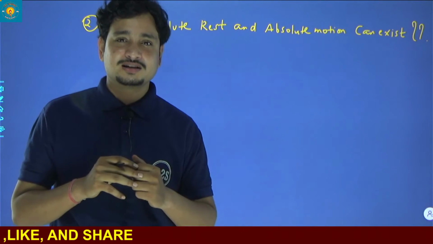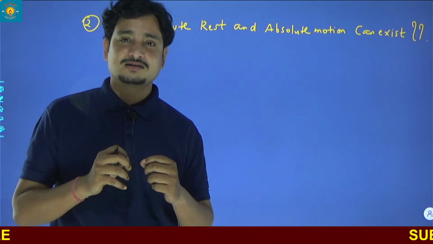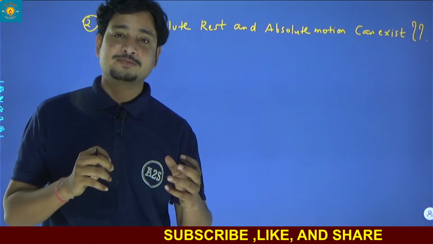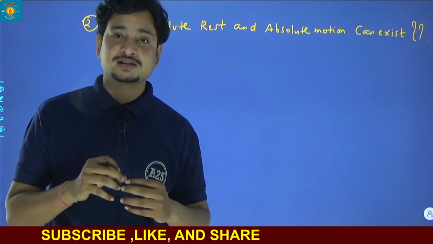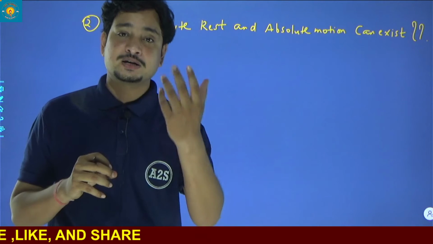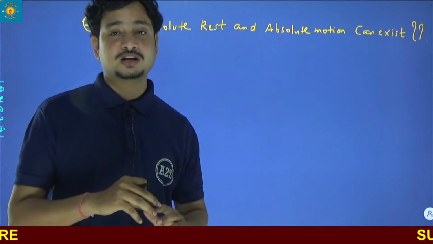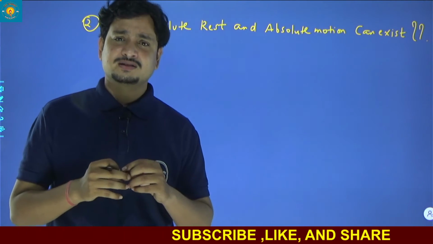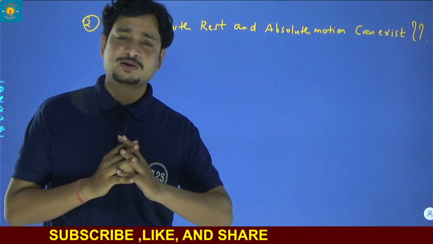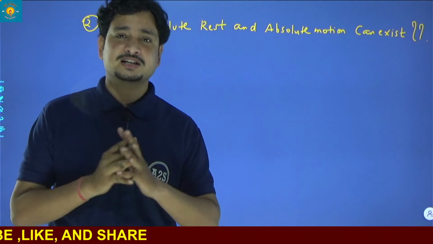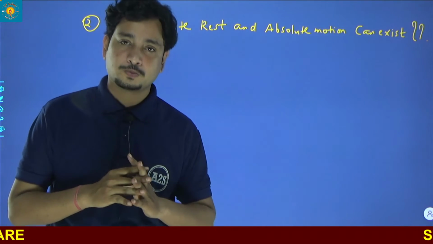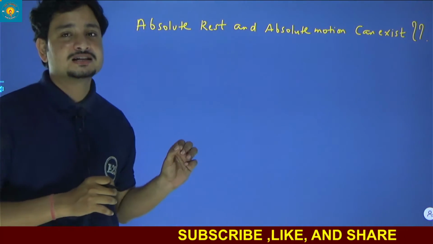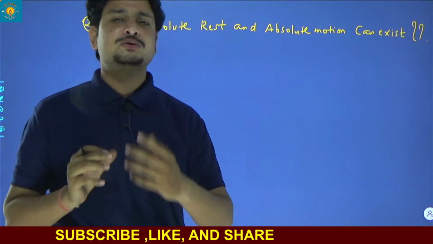Absolute means the thing that is fixed. Absolute rest means the object remains properly at rest. Absolute motion means the object remains in motion permanently. They both are states of rest and motion. Really? Are these types of objects there in the universe? Practically, we are thinking about that. No. Why? See, if we are talking about that, we are talking about the universe.